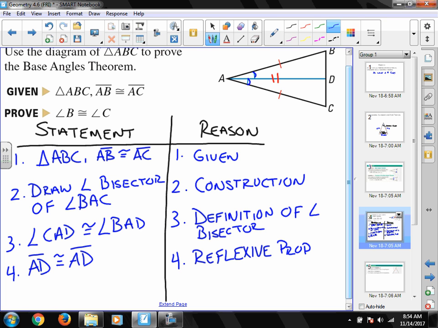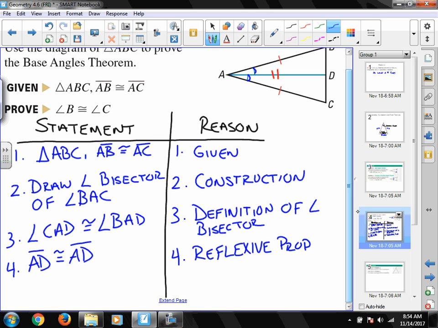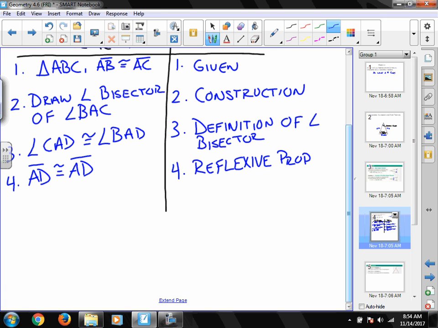So we have a side, an angle, and a side congruent. That angle is the included angle in between those two. So step 5, I can now say that triangle CAD is congruent to triangle BAD, and that is by the SAS congruence postulate.